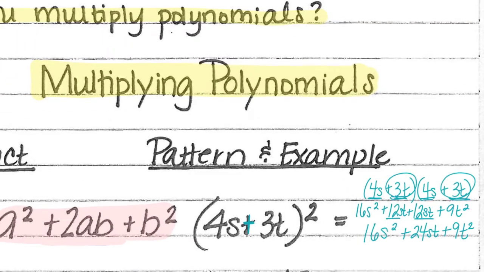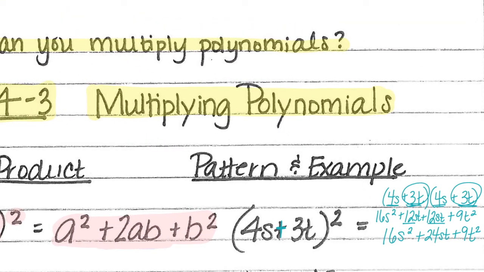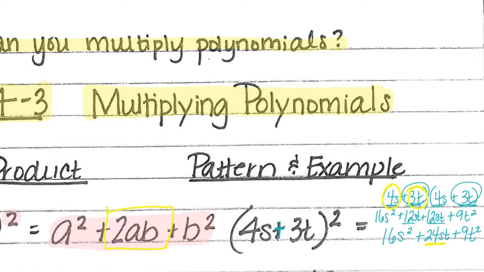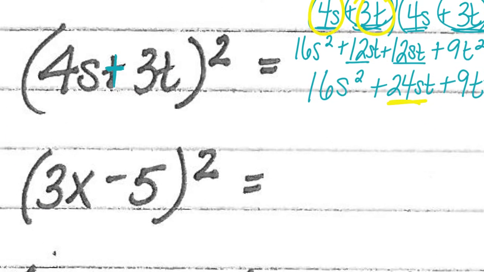Now, if we look back, remember it said that we had to have 2ab. Well, notice if I took the a times the b, 4s times 3t is 12st, and we're doubling that, and that's where we get the 24. All right, let's carry on.